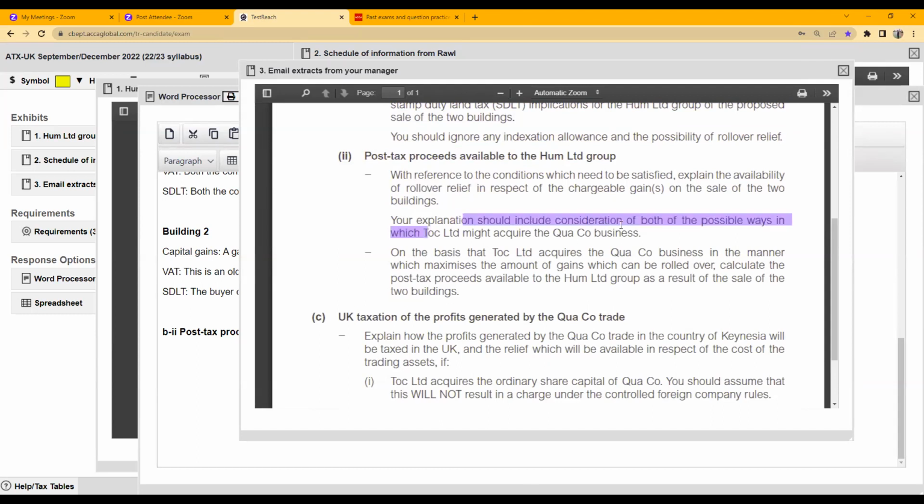Your explanation should include the consideration of both the possible ways in which Talk Limited might acquire the Quaco business. Because after disposing these 2 buildings, the proceeds will be used for acquiring the other company's business assets, so rollover relief can also be claimed. Quaco can be acquired by acquiring the share capital or by acquiring the trading assets. Then, on the basis that Talk Limited acquires the Quaco business in a manner which maximizes the amount of gains which can be rolled over, calculate the post-tax proceeds available to Hum Limited as a result of the sale of the 2 buildings.